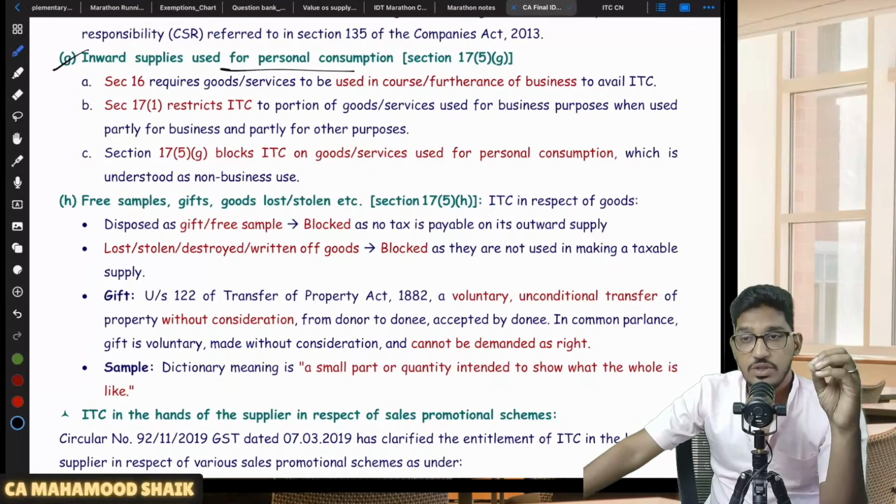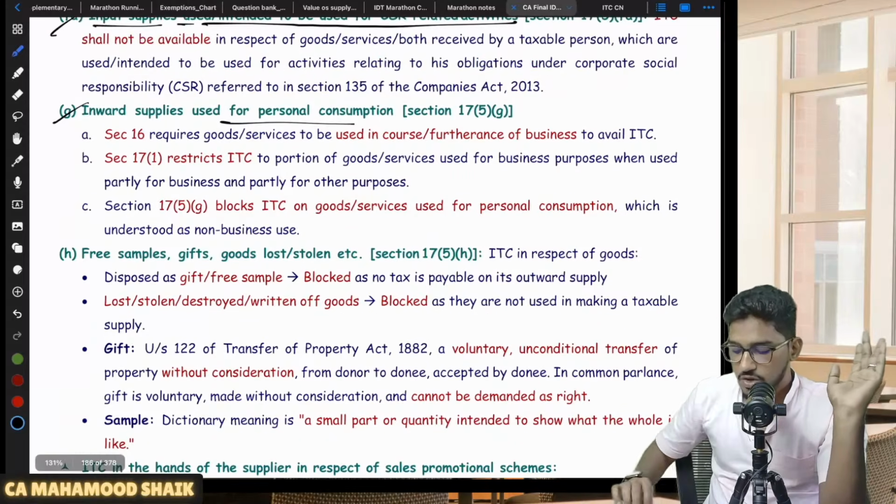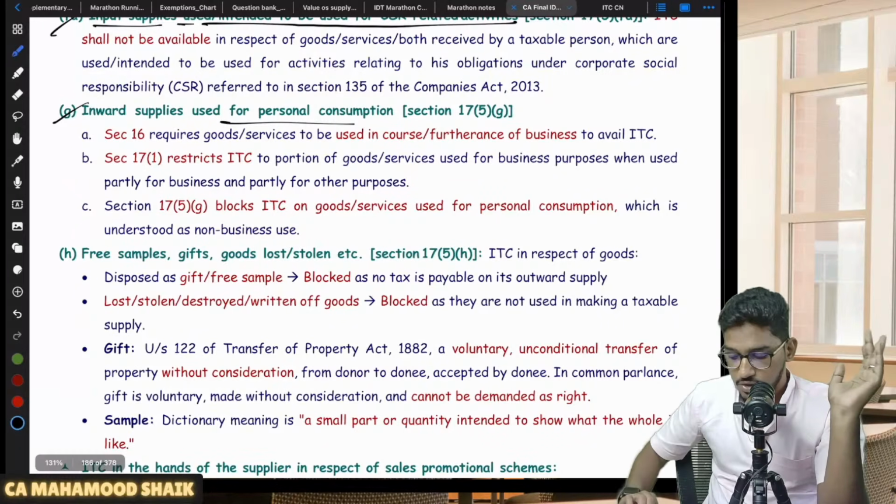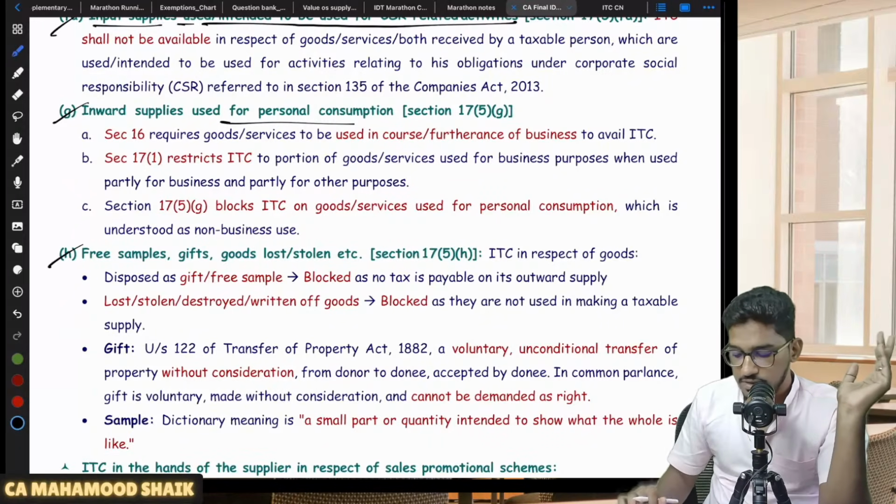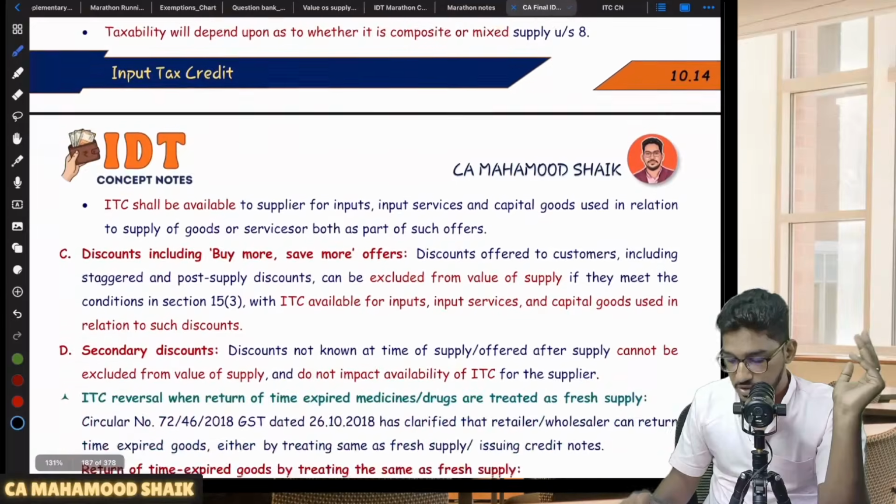If you have purchased some goods and those goods are stolen, if the goods are stolen, ITC is also stolen. Stolen in the sense you have to reverse it. Able to understand? So this is regarding free samples, gifts or goods lost or stolen. In case of free samples, gifts or goods lost or stolen, ITC will also be gone.